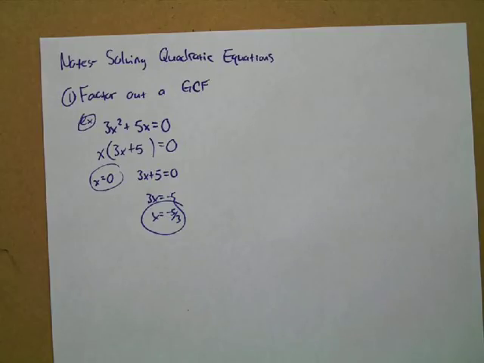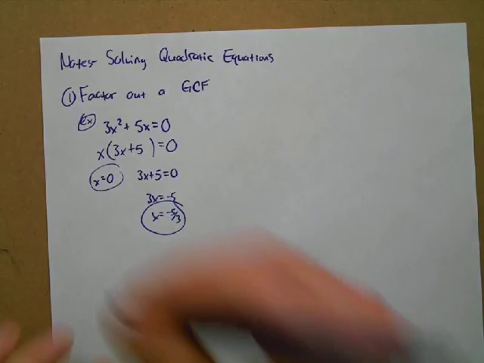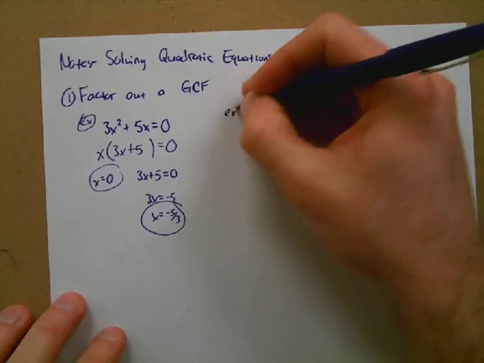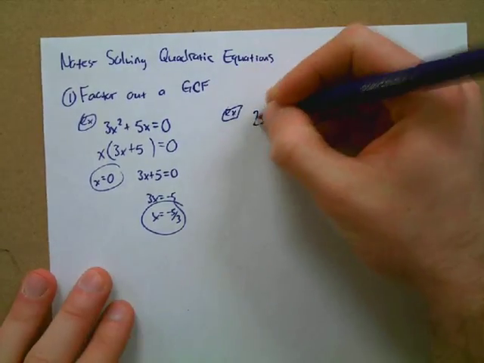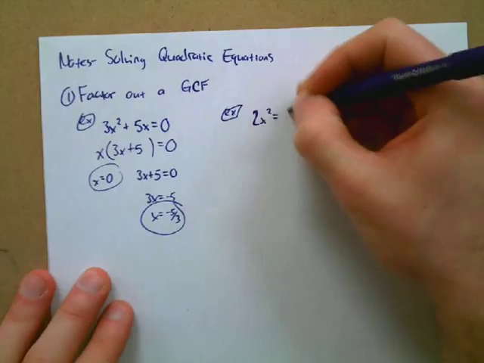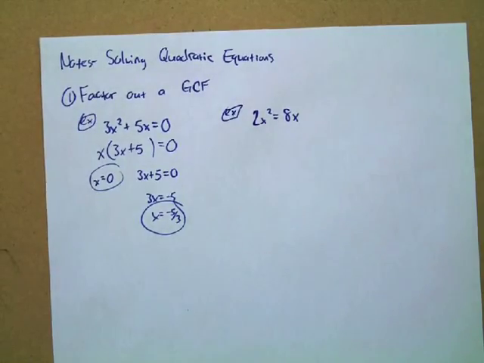All right, let's try another one here. All right, let's do 2x squared equals 8x. So we want to solve this. How might we go about doing that? Ideas here. How do we go about solving this? Zach, what do you say? Subtract 8x from both sides.